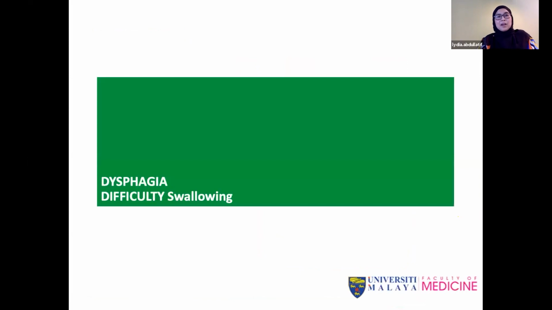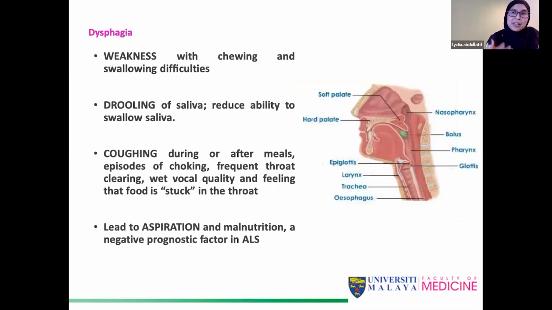Okay. All right. So I'm going to talk a little bit about difficulty swallowing. Okay. Masalah penelanan. So when they have got weakness of their bulbar muscle, they can have weakness, difficulty in chewing and swallowing. They can also have problems with drooling of their saliva, coughing, and all this can lead to aspiration and malnutrition. And this is not good because then it will be a negative prognostic factor for the patient.